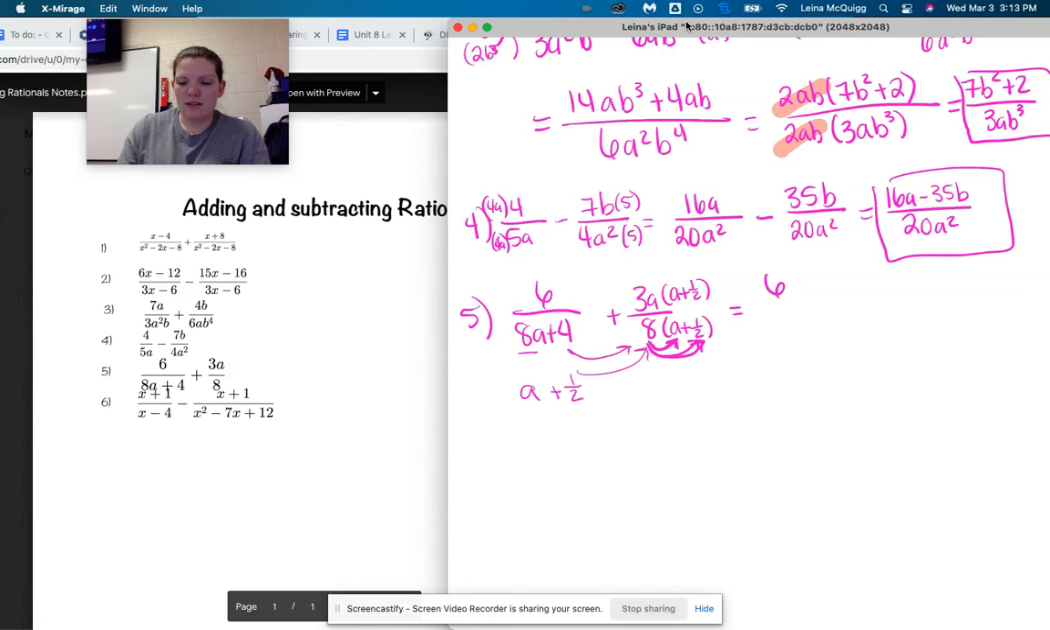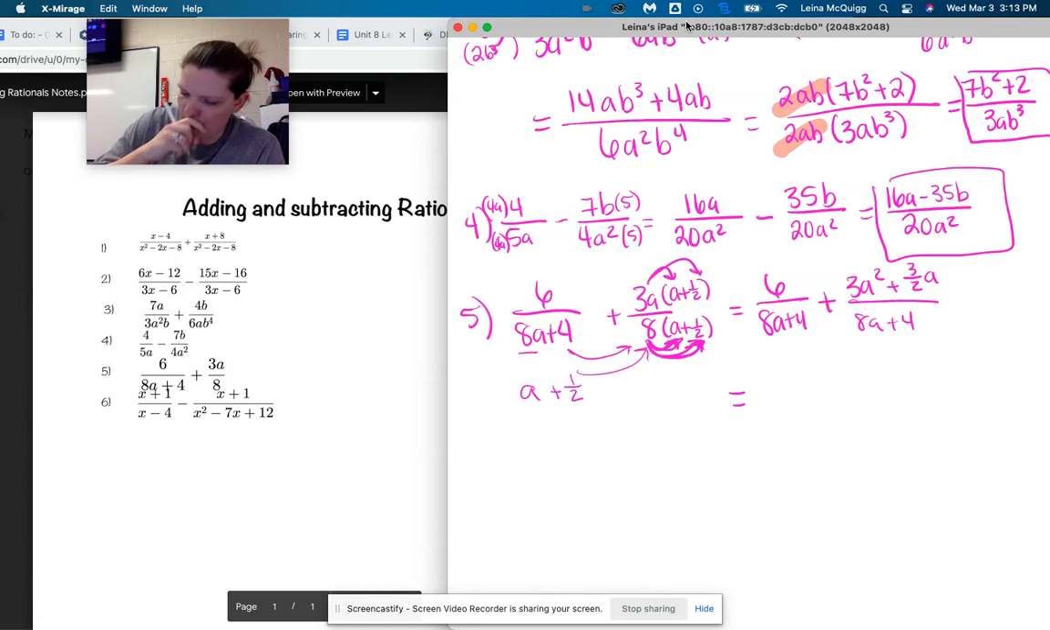So I'm going to have 6 over 8a plus 4 plus, I need to distribute this. 3a times a is 3a squared. 3a times 1/2 is going to be 3/2 a, not a squared. 3/2 a. Then I'd have 8 times a is 8a. 8 times 1/2 is plus 4. So if I set this up, I have 3a squared plus 3/2 a plus 6 all over 8a plus 4.